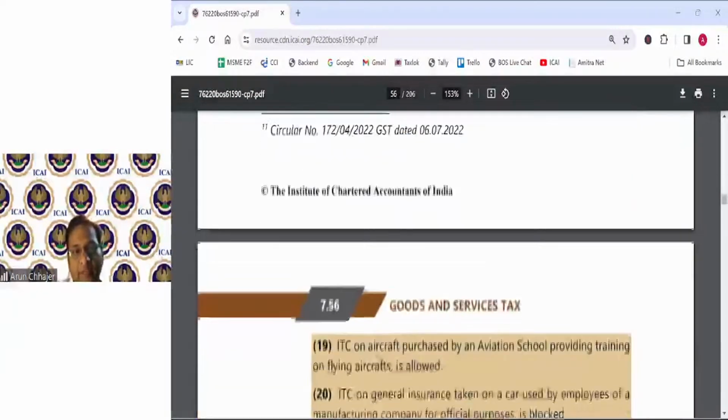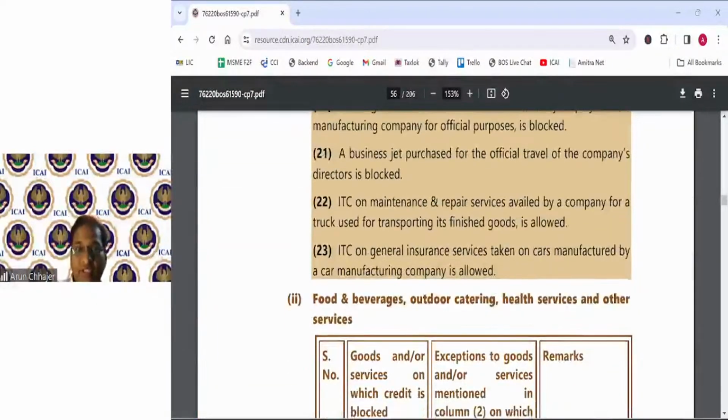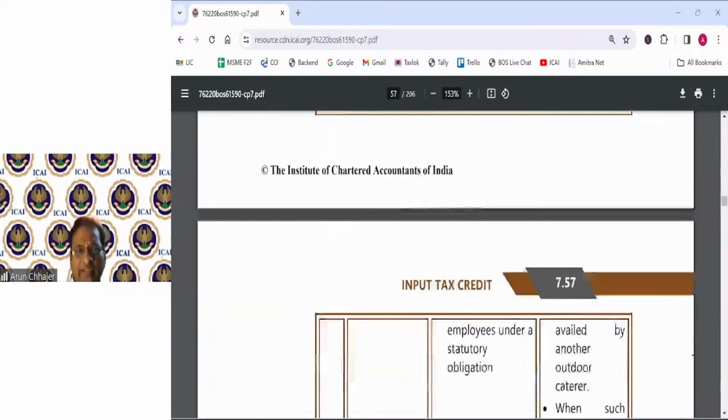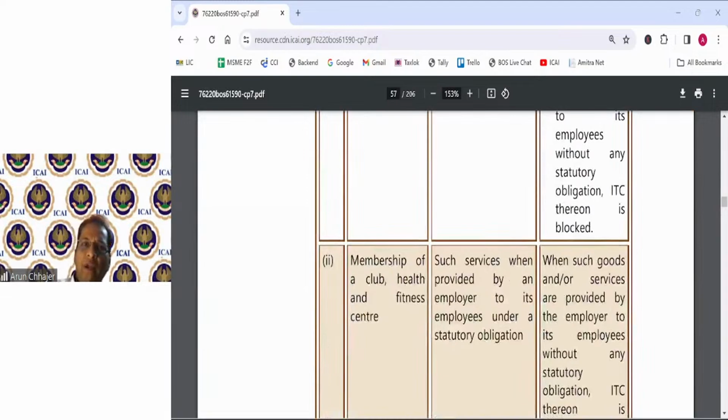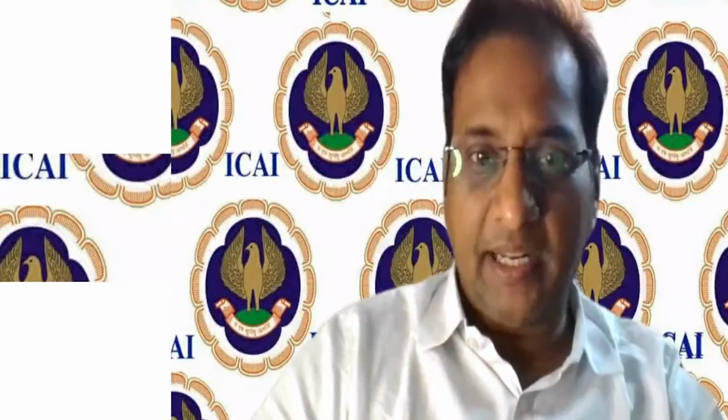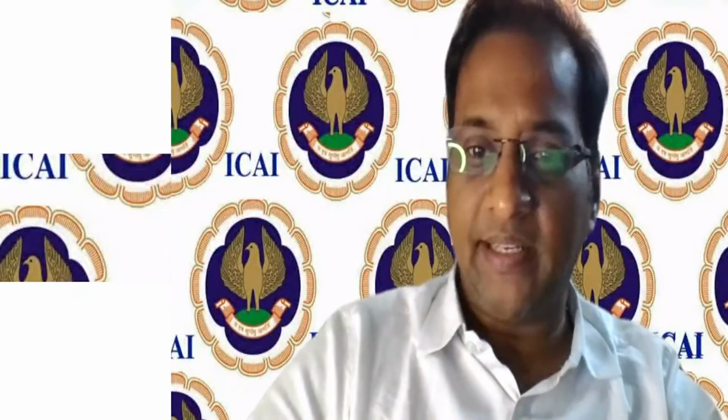We are not reading these points, and I will ask the question. Food and beverages, I think there is no need to read. You have the soft copy. Participants, kindly confirm: do you have the soft copy of this material, right?